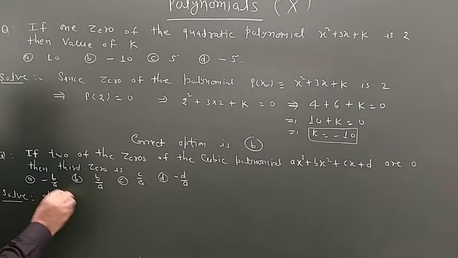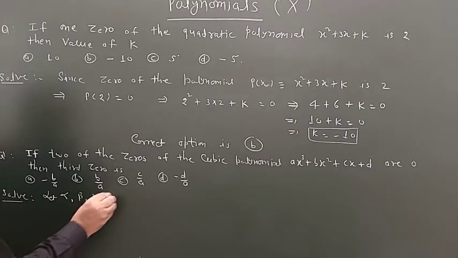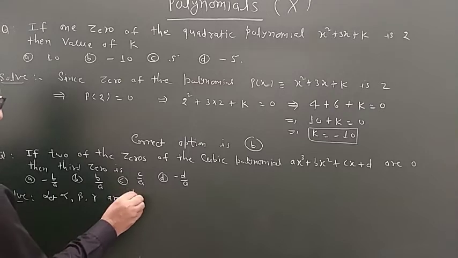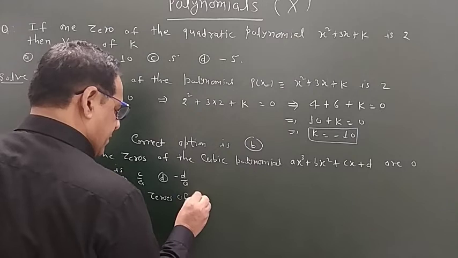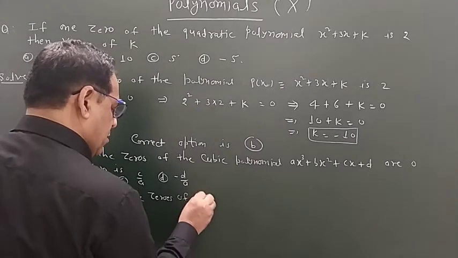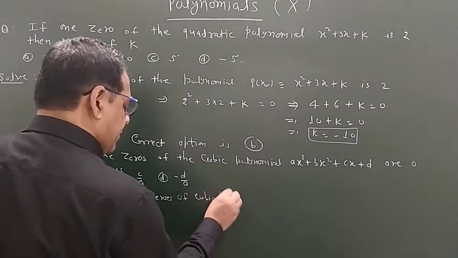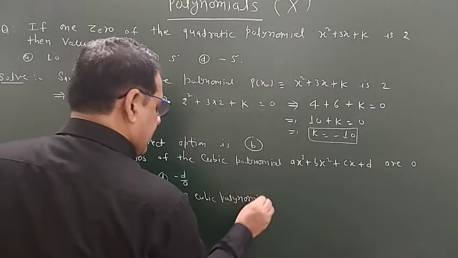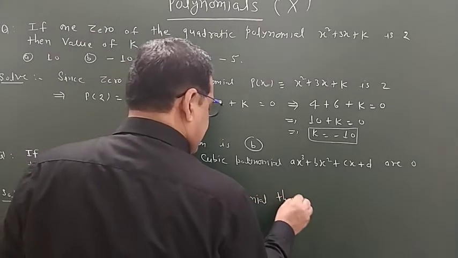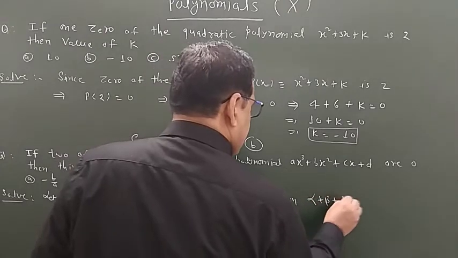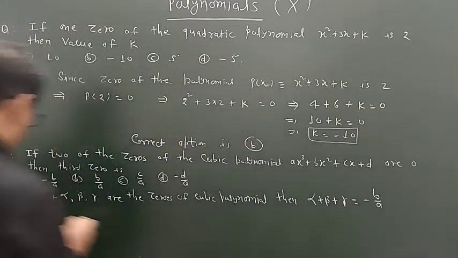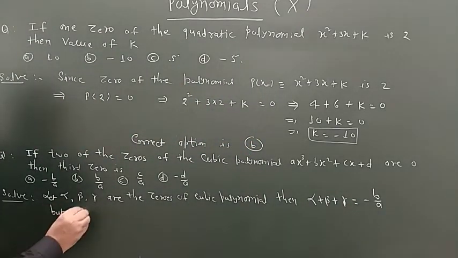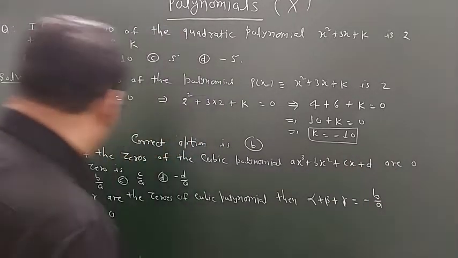Let alpha, beta, gamma are the zeros of the cubic polynomial. Then alpha plus beta plus gamma equal to minus b upon a. But alpha equal to beta equal to 0. Two of the zeros are 0 here.